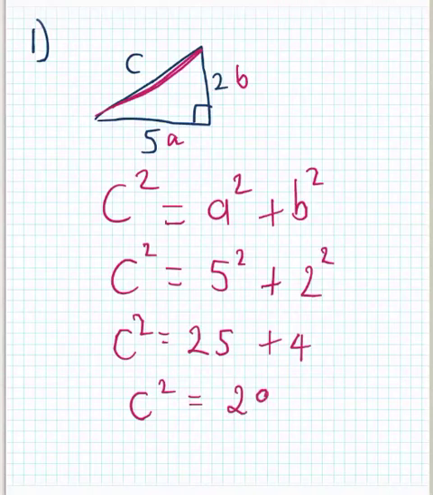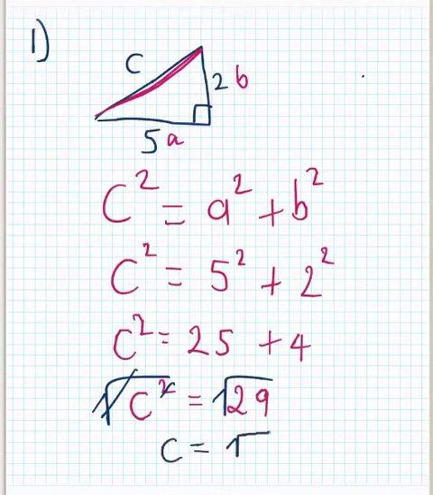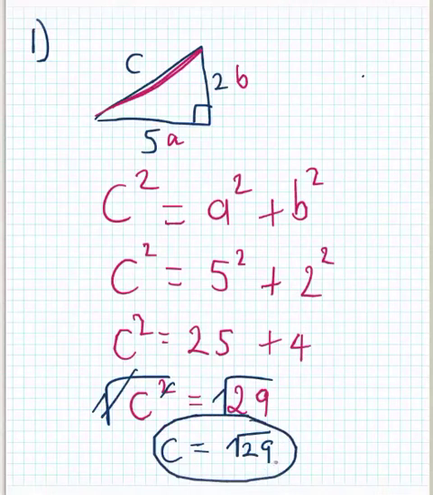And of course this part may be new to some of you. To get rid of this squared, the opposite of a square is to square root it. That cancels out, but we must square root this other side. So far we have C is equal to the square root of 29. Now, the square root of 29, unfortunately 29 isn't a perfect square. So this is what we call a surd. And I don't think we can further simplify this surd either.